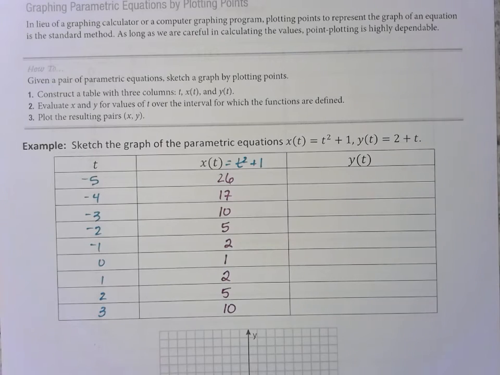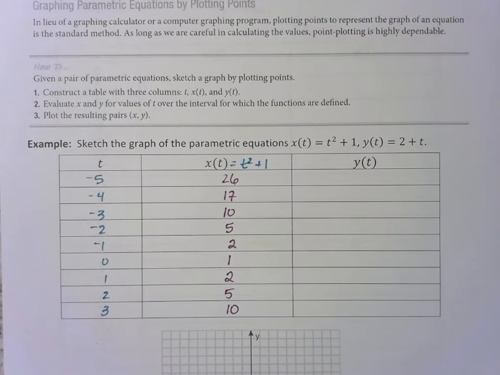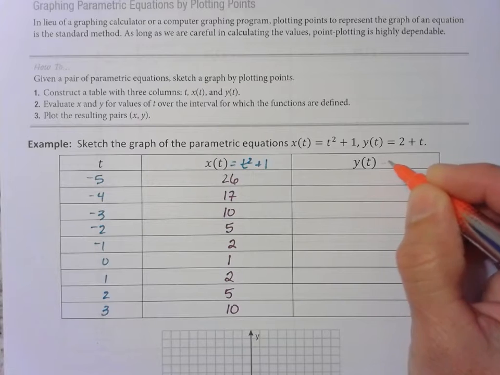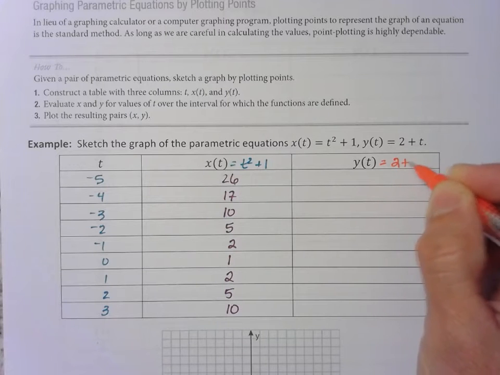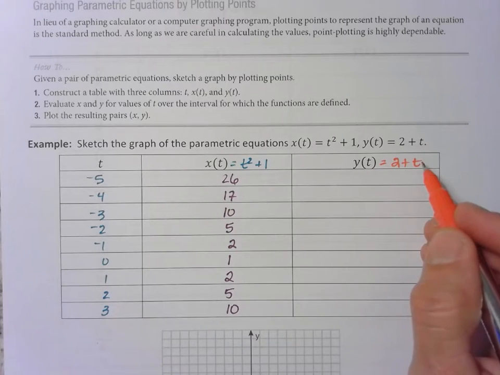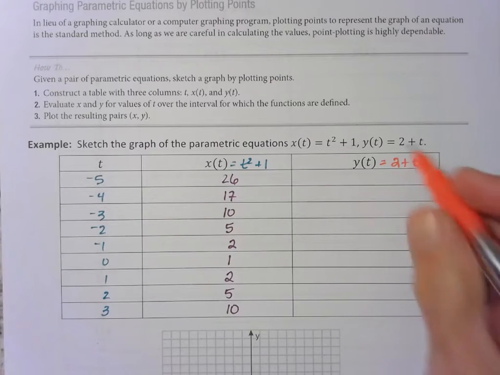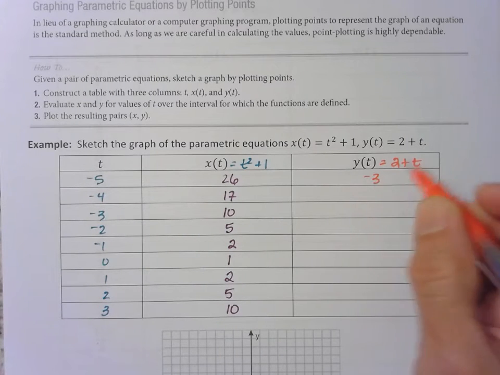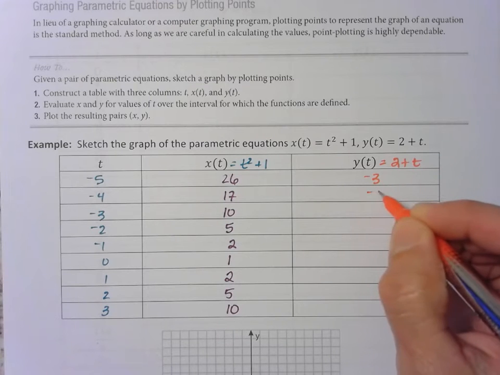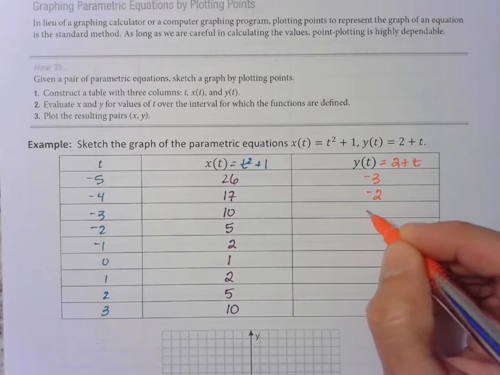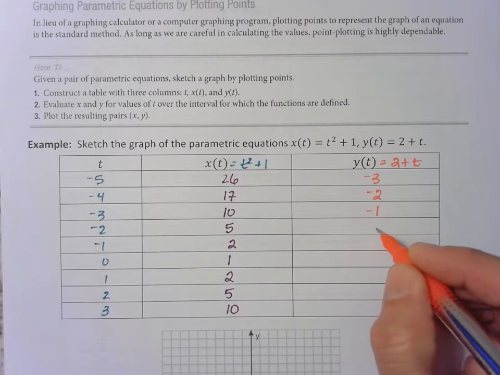Okay, those are going to be our x coordinates of our parametric equation or our parametric graph. Now we're going to take all of those same t values and substitute them into the y function. So we'll have -5 here. 2 plus -5 is going to be -3. 2 plus -4 is -2. 2 plus -3 is -1, etc.